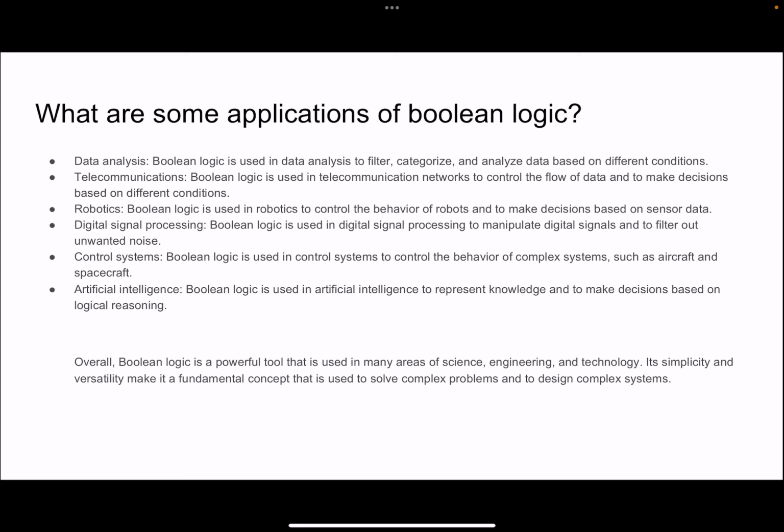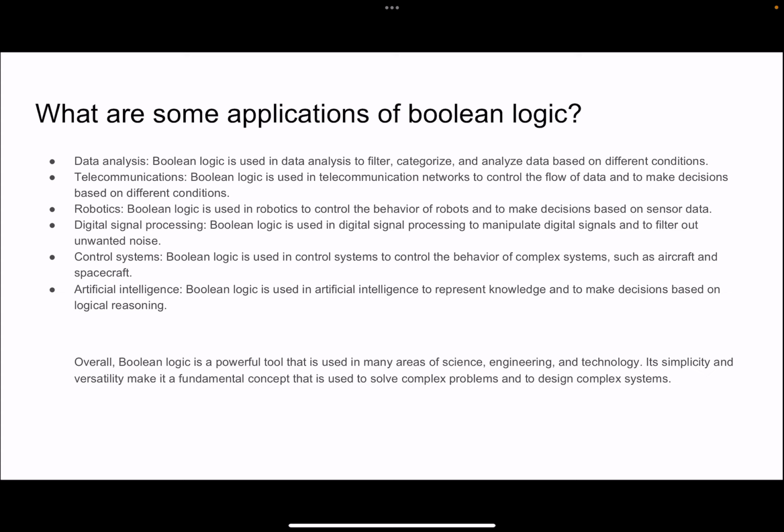What are some applications of Boolean logic? Data analysis. Boolean logic is used in data analysis to filter, categorize, and analyze data based on different conditions. Telecommunications. Boolean logic is used in telecommunication networks to control the flow of data and to make decisions based on different conditions. Robotics. Boolean logic is used in robotics to control the behavior of robots and to make decisions based on sensor data.